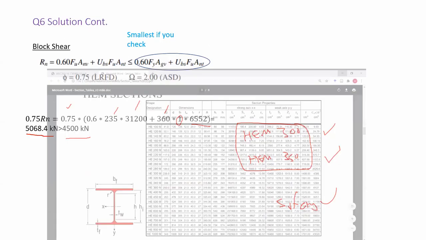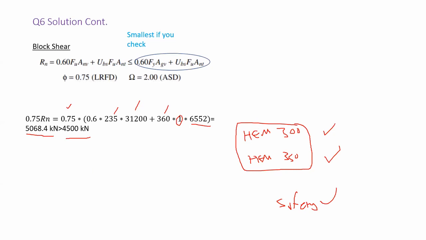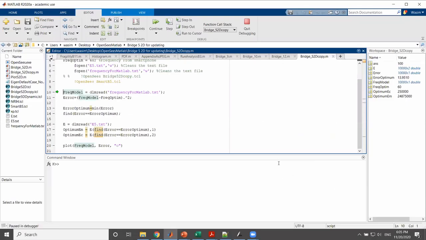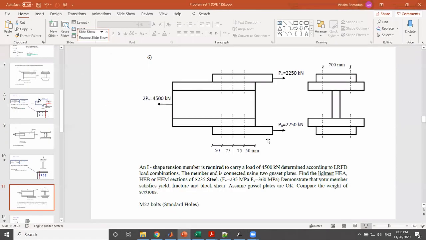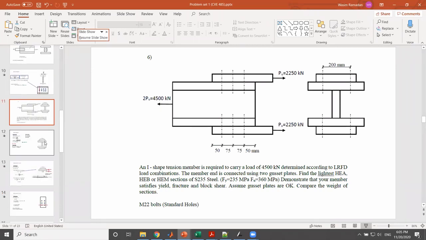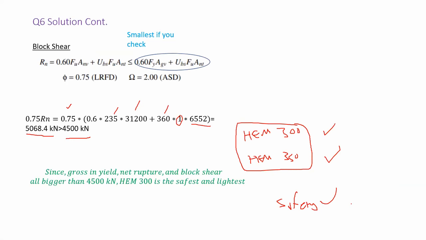So based on that, you make your decision and you pick your lightest and safest section. Now, okay, so we still have 7 minutes. Are you still with me, guys? Yes, sir. Okay. Do you have any questions about this problem? Can you repeat the area for net tension, please?